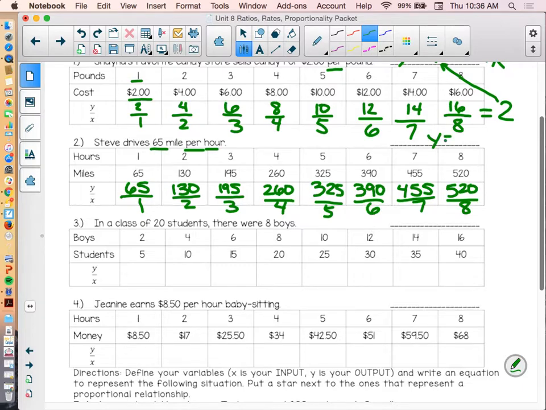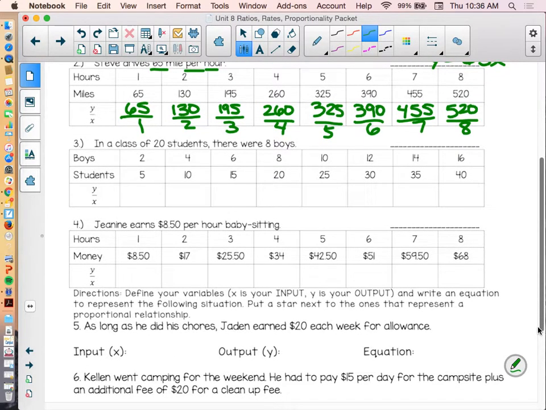So y equals 65x should be what you have figured out. This one is a little less obvious. In a class of 20 students, there were 8 boys. So if you see, that information is right here, 8 to 20. And you can think of it as a fraction. We put the 20 on the bottom because usually you see the total on the bottom. But when we write the slope, remember we write that on the top. We're thinking of a slope on a graph, and the rise is always over the run.